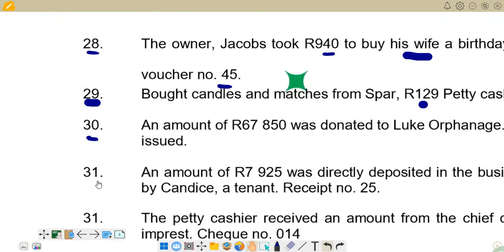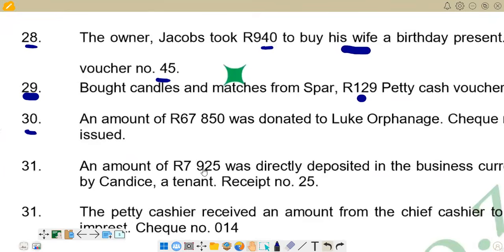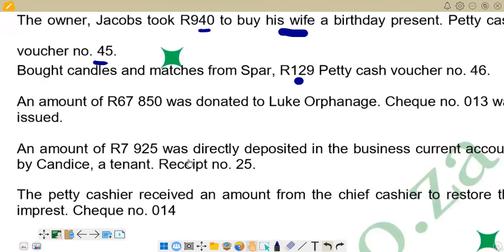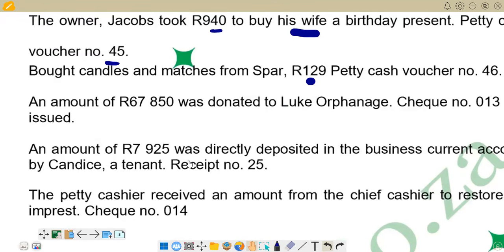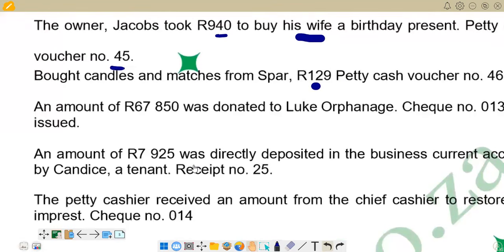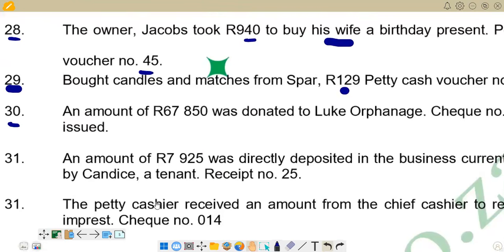On the next one, you are now on 31. It reads an amount of 7,925 was directly deposited in the business current account by Candice, a tenant, receipt number 25. So this is money that has been received, 7,925. What does it mean? It means we are going to put it in the cash receipts journal. Then you can take note of the details: document number 25 and date 31. We also notice that this is going to go under sundry account because it's rent income.